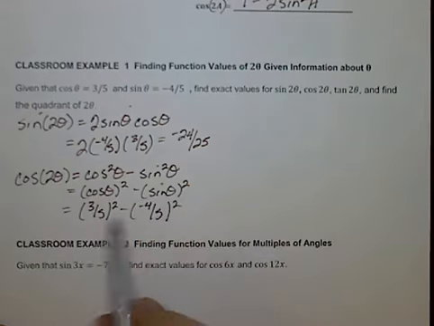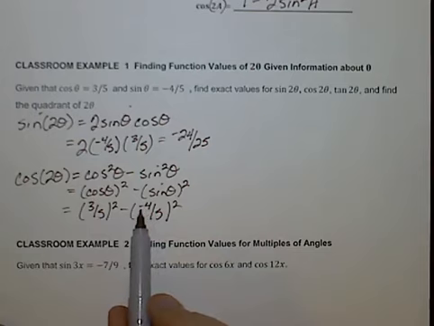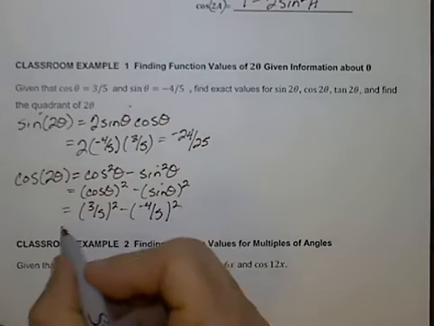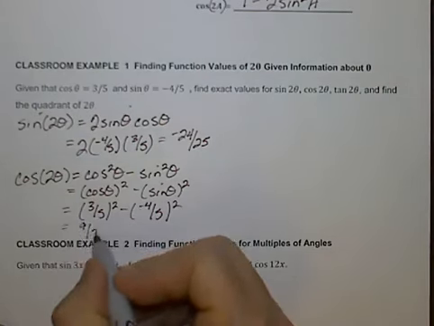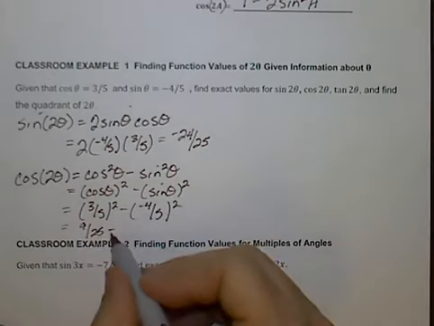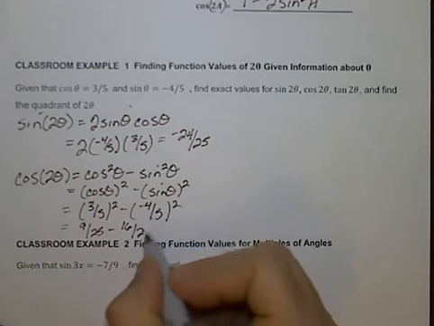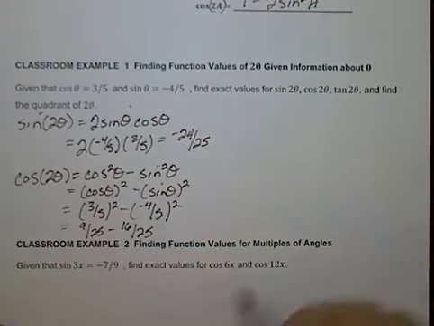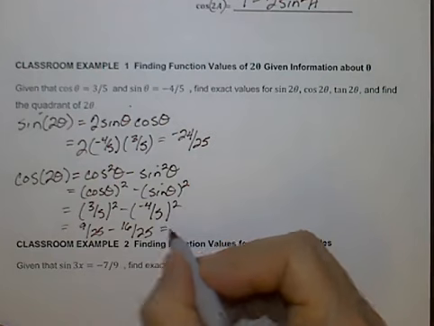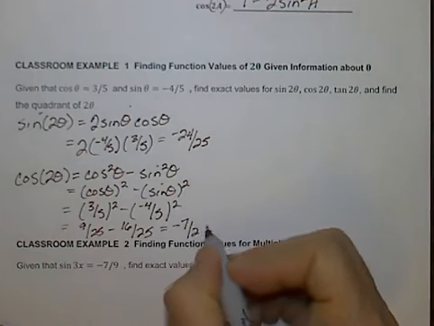And then remember, when you square something, even if you're squaring a negative, it's going to come out positive. So this one would be 9/25. This one, you'd still have the minus here, and then this would turn out to be a positive 16 over 25. When we subtract those two, we would get negative 7 over 25.